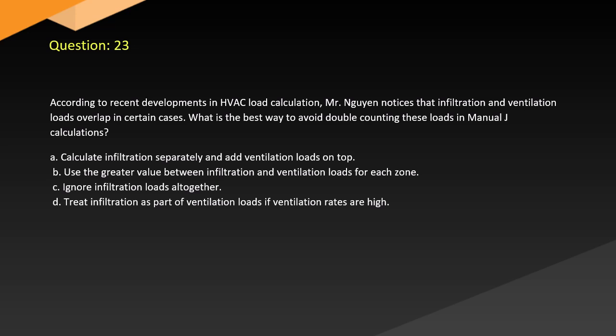Question 23. According to recent developments in HVAC load calculation, the estimator notices that infiltration and ventilation loads overlap in certain cases. What is the best way to avoid double counting these loads in Manual J calculations? A. Calculate infiltration separately and add ventilation loads on top. B. Use the greater value between infiltration and ventilation loads for each zone. C. Ignore infiltration loads altogether. D. Treat infiltration as part of ventilation loads if ventilation rates are high.